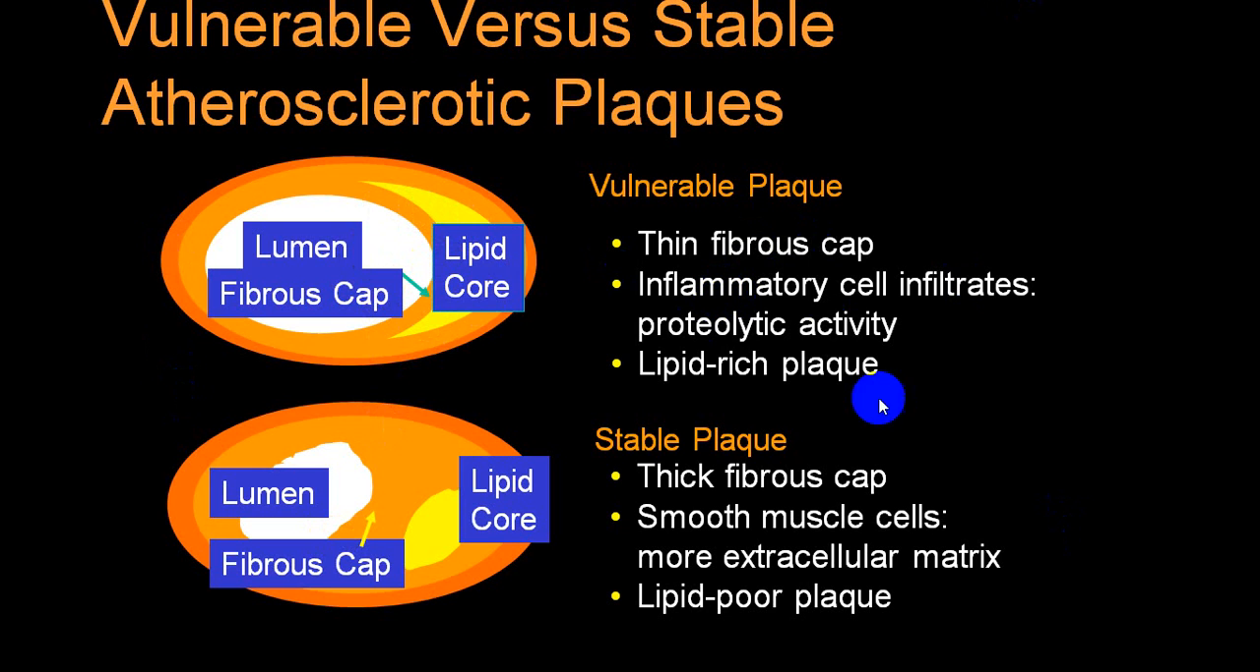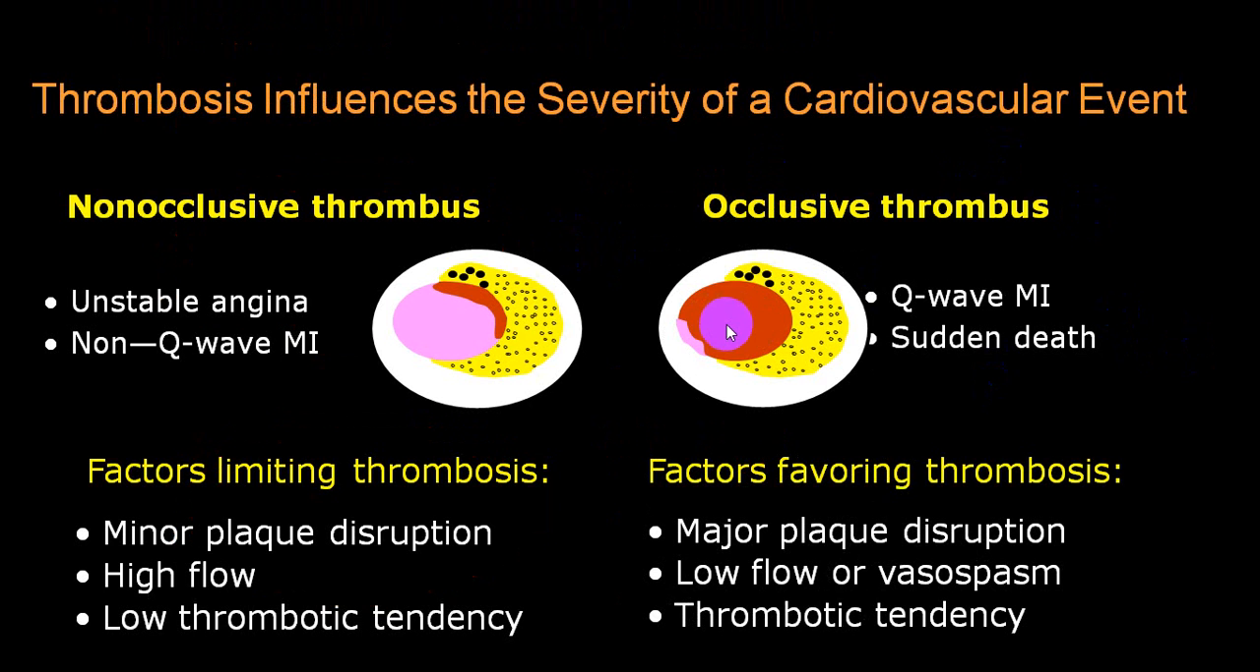and secondary to inflammation or infections or risk factors like stress, etc., you can have a rupture of the vulnerable plaque, and that will end up with thrombus formation, occlusion, and that can give rise to acute coronary syndrome.